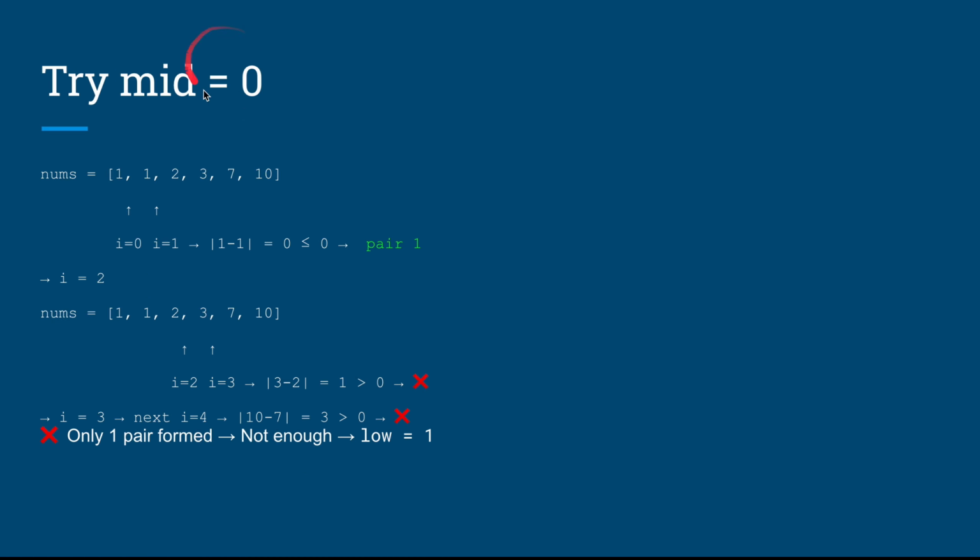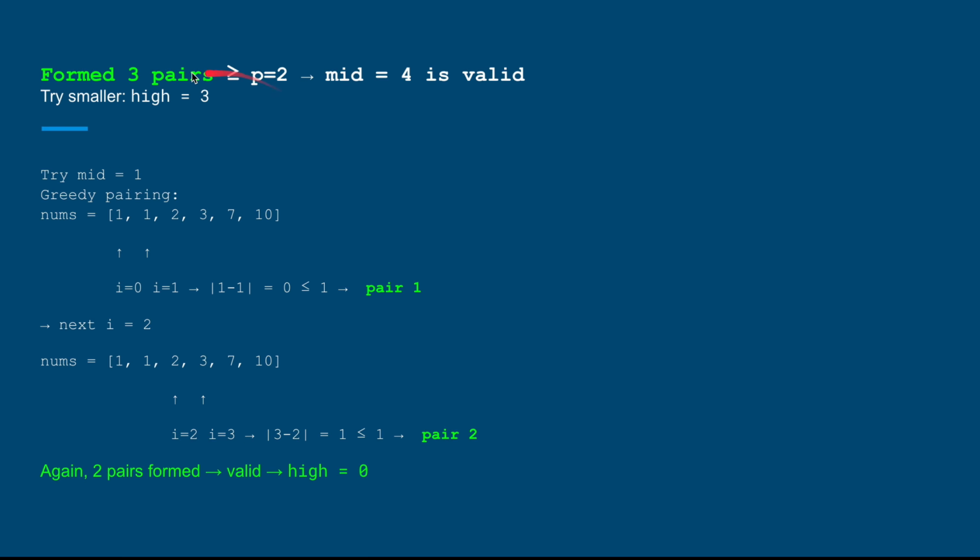Now try the mid at 0. When you try mid at 0, you will get only 1 pair, right? And you will say 0. So these two values will not count because this is coming 1, right? And mid is greater than 0, so we'll discard this. Similarly, if we go for the next one, we will see this is coming 3, so we'll also discard it because it is greater than 0. So only 1 pair forms, which is not enough, so we'll not use this mid at 0, but we can choose these two where we receive 3 pairs and we receive 2 pairs.